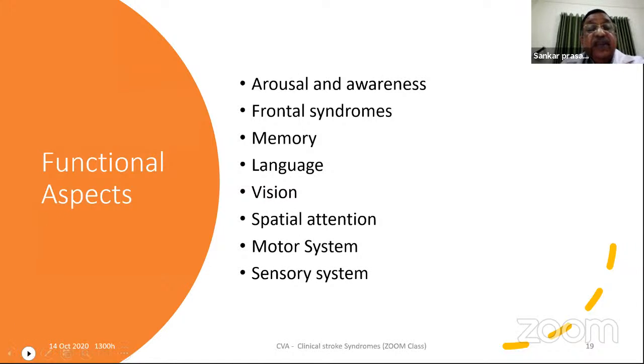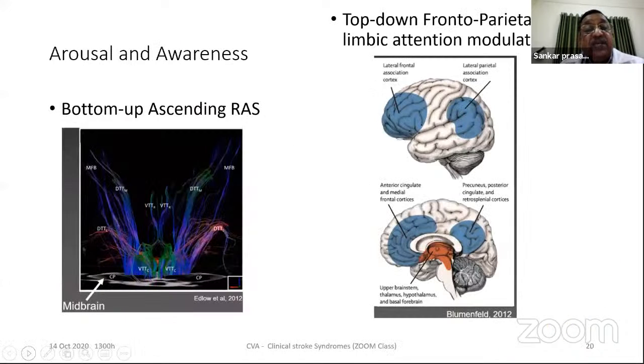And so next, if you look at the arousal and awareness, there is an ascending reticular activating system from the brainstem which reaches, and this is the tractography picture, and you are seeing various tracts which are going up carrying impulses to the brain, and to keep the arousal intact in an individual.